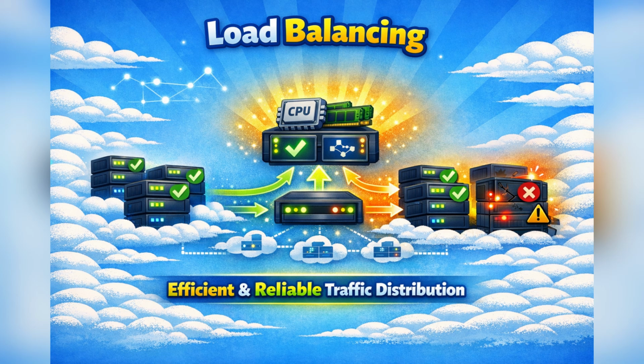There are different strategies for doing this. One simple method is round-robin, where requests are distributed evenly across servers. Another method sends traffic to the server with the least load or the lowest resource usage. Load balancers also monitor the health of your servers. If one server goes down, the load balancer stops sending traffic to it. This ensures your application remains stable and responsive.